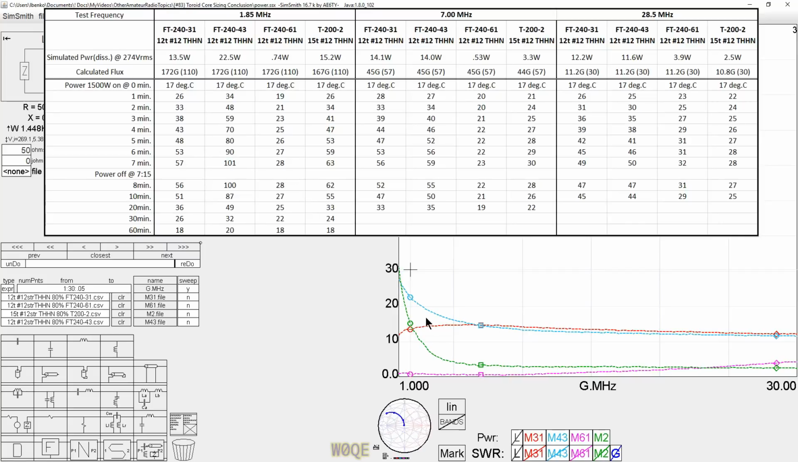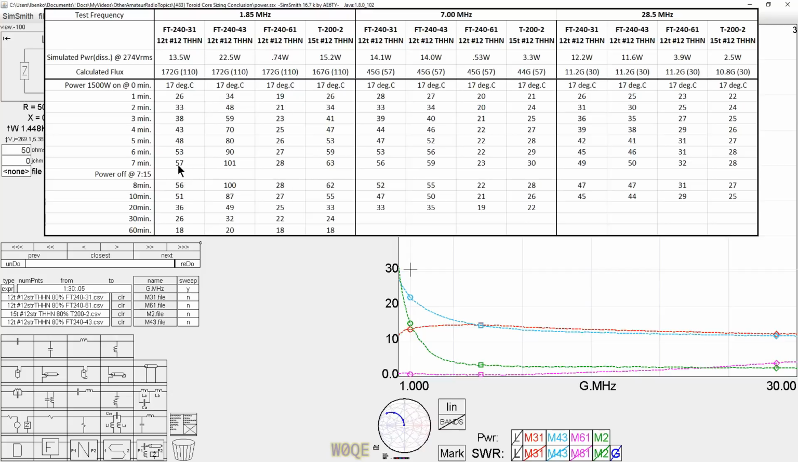And next followed by the green trace. The green trace is the number 2 material, and it got to 63 degrees. Very closely behind that would be the red trace. The red trace was the 31 material. It got to 57 degrees. And then finally, the 61 material down here was at 28 degrees Celsius. And clearly this one's plenty cool enough.